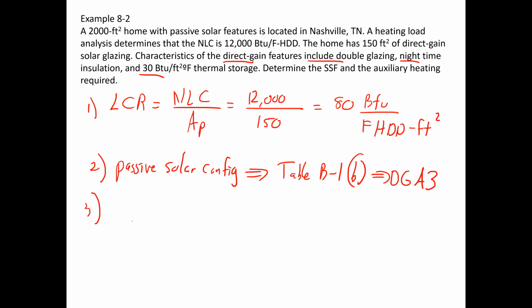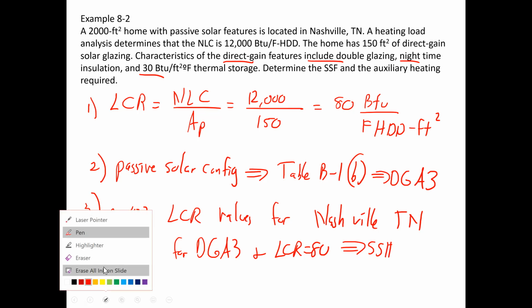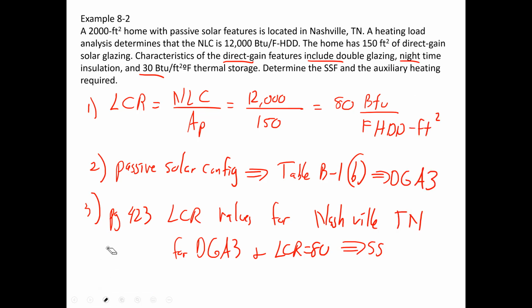With that said, in step number 3, we're going to go to page 423. You'll see the LCR values for Nashville, Tennessee. We would go down to designation DG, but that would not be on page 423. We'd have to go to page 424 and go down the line to DGA3. So for DGA3 and an LCR of 80, you should be able to interpolate pretty easily to find the solar savings fraction. In this case, the solar savings fraction would be about 0.2.